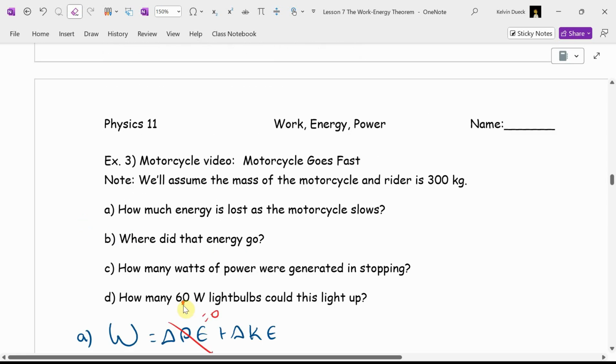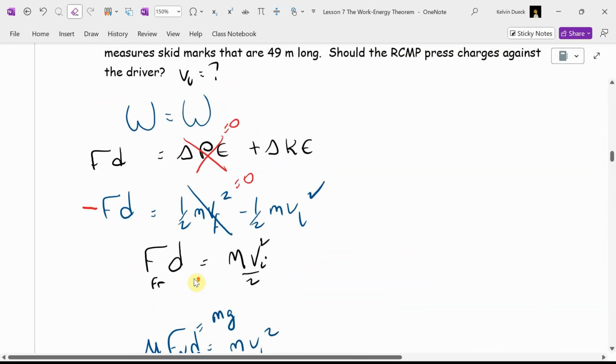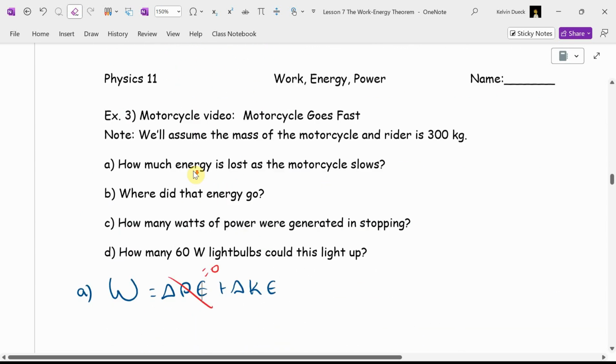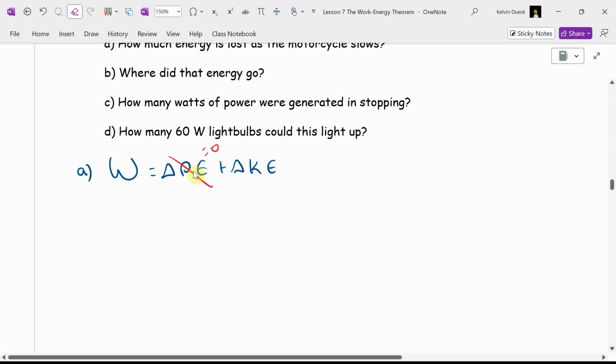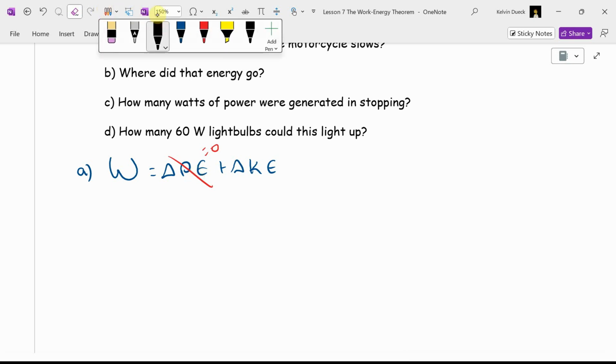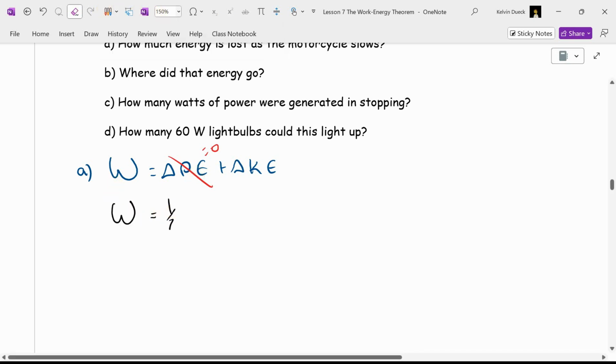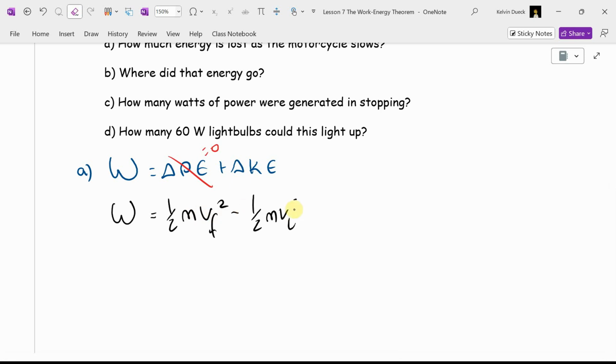By the way, for the previous question, if there was a hill, the RCP just has to measure the height of the hill and include that mgh, and they can still do it. And the m's still cancel wonderfully as well. Just saying. And what's changing? So it's going to be work equals a half m v final squared minus a half m v initial squared. Let's make a little note here. V initial was 100 meters per second, right? And V final was 44.7. I'm going from memory, but I think that's what it was.